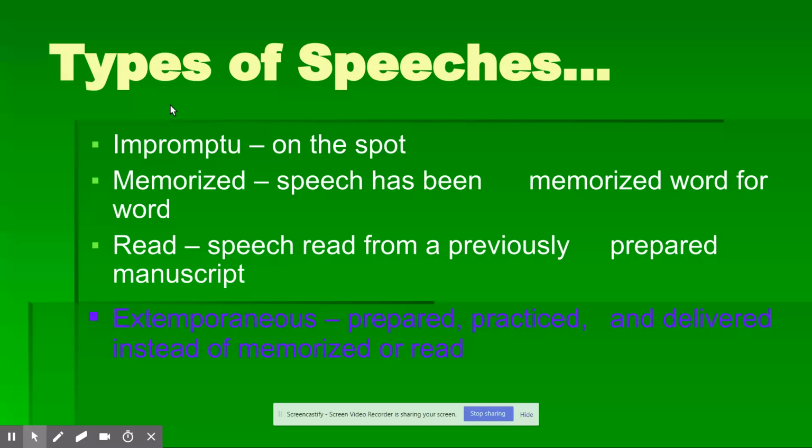A memorized speech is really hard to do, and a read speech is actually quite boring. So we're going to do one called an extemporaneous speech. And that's where you prepare it and you practice it, but you deliver it instead of memorizing or reading it. And this is the type of speech that you'll be required to give in your college speech classes.